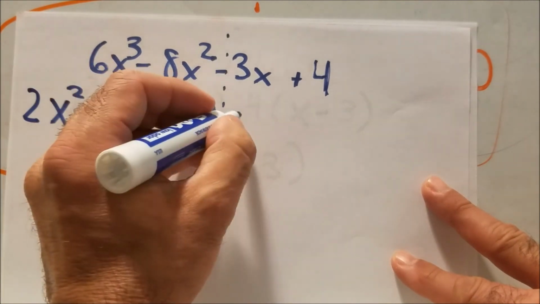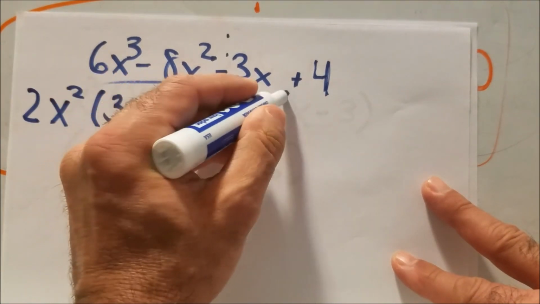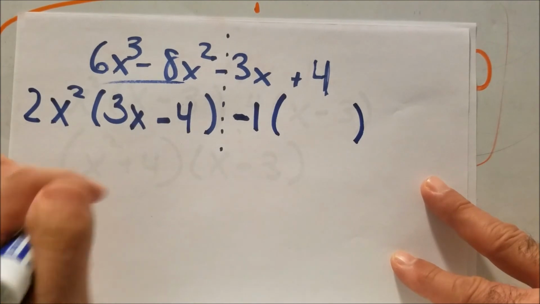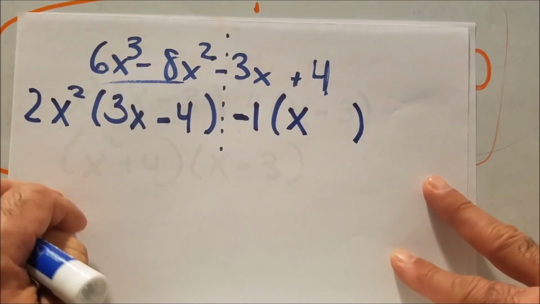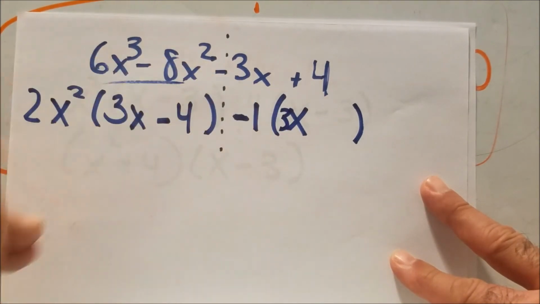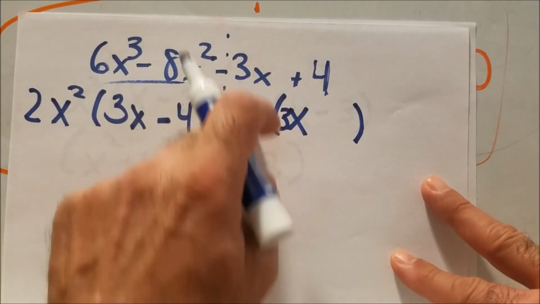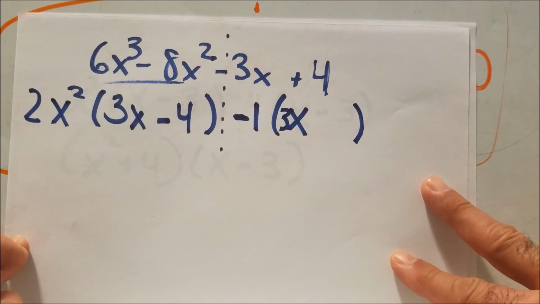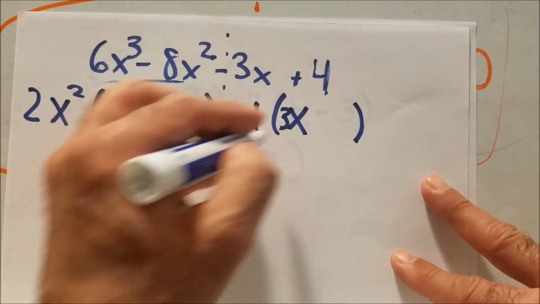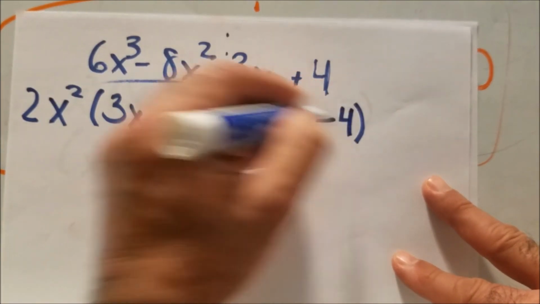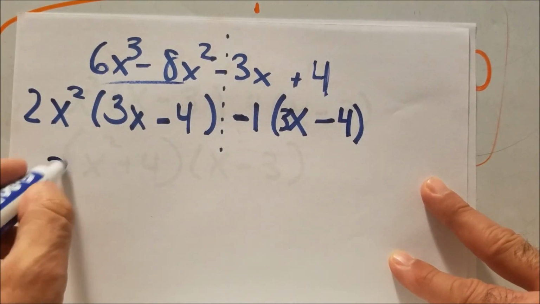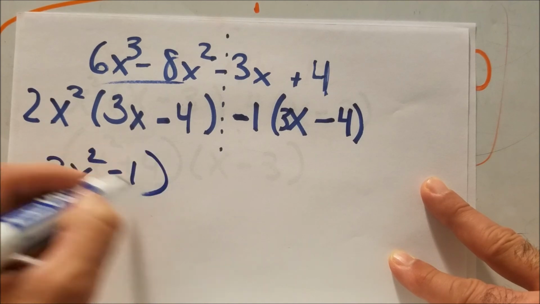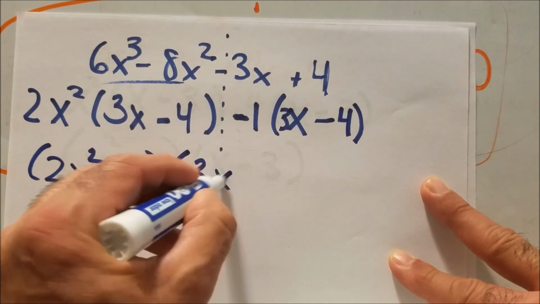Now here we'll just have to take a negative out, negative 1. Take the negative out, and you'll be left with x, which gives us a negative 3x, positive 3x. So negative 1 times 3x is negative 3x. And then on this side, of course, we'll have our minus 4, because a negative and negative is a positive. So we have our factors here. So this will be 2x squared minus 1, and this will be 3x minus 4.